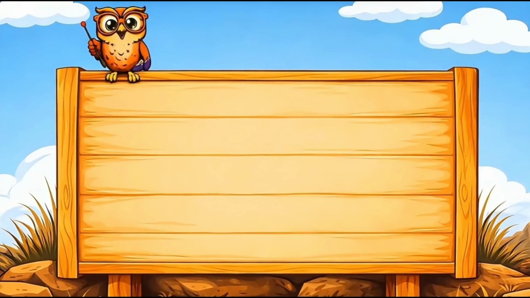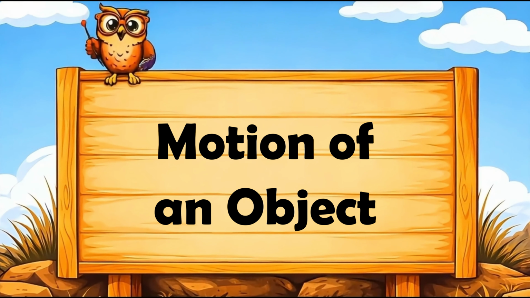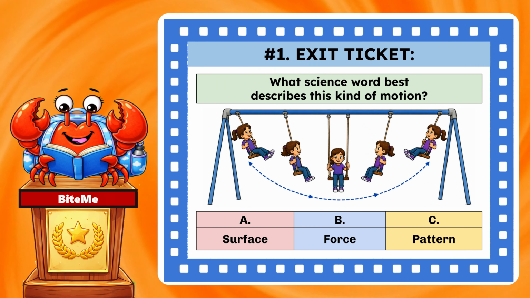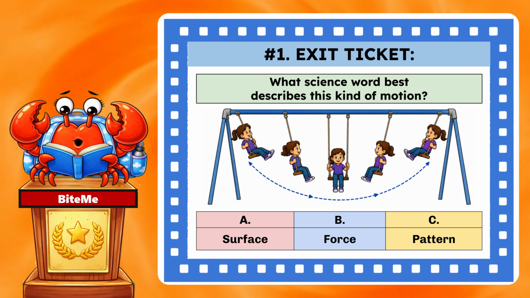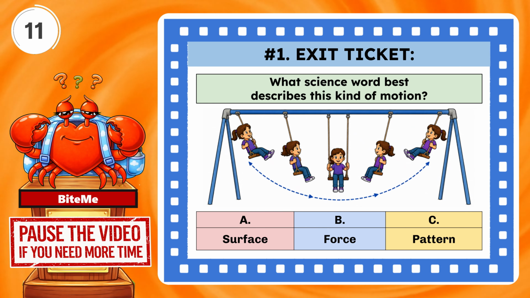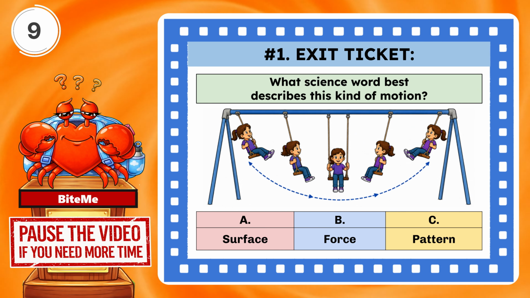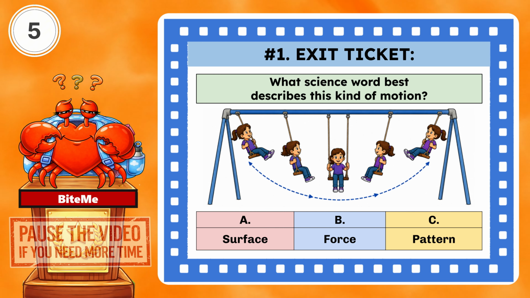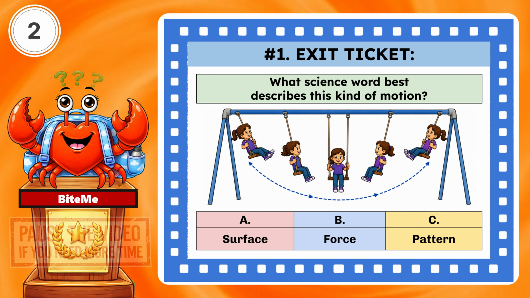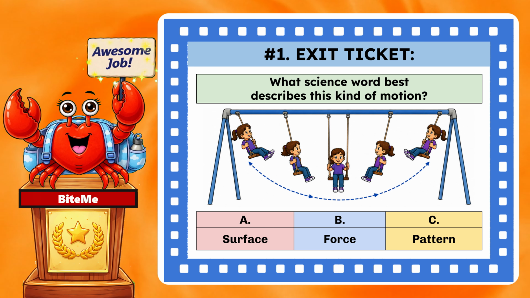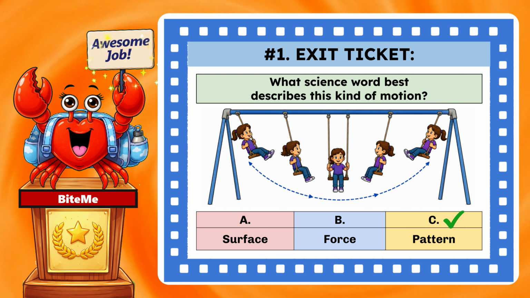Our lesson for today is about motion of an object. Let's begin. What science word best describes this kind of motion? And the correct answer is letter C, pattern.